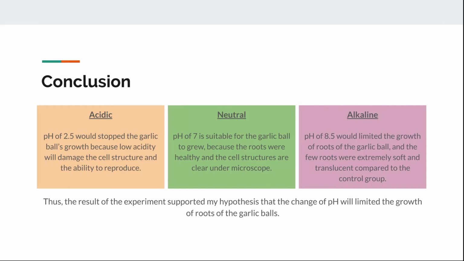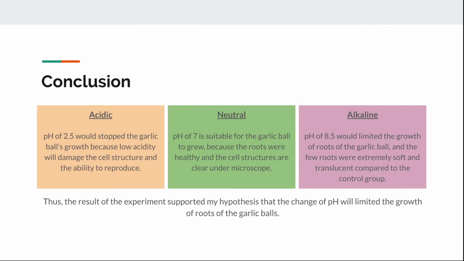So the conclusion for my experiment is that the result of the experiment supports my hypothesis that change of pH will limit the growth of the root of the garlic bulb. So the acidic condition produced no growth, and because there's no growth, the experiment cannot proceed, because the low pH will damage the cell structure and ability to reproduce. Neutral condition produced a healthy root, and this root can be examined through the microscope and we can see the clear cell cycle.